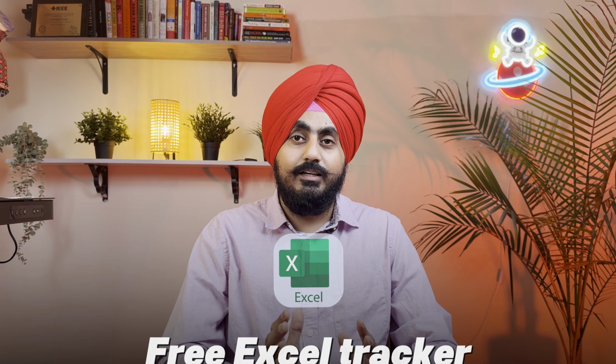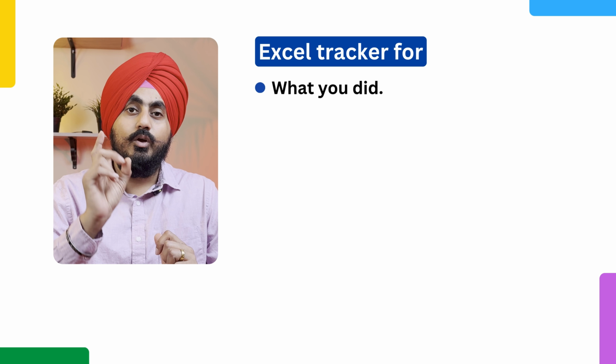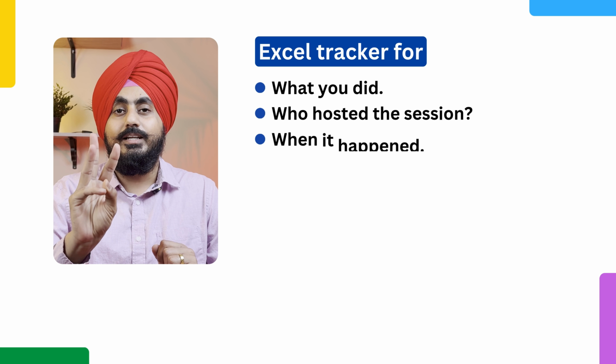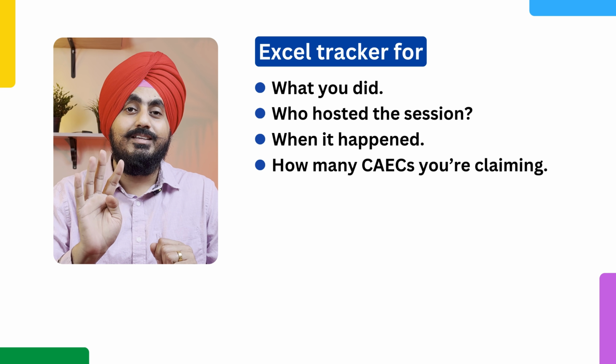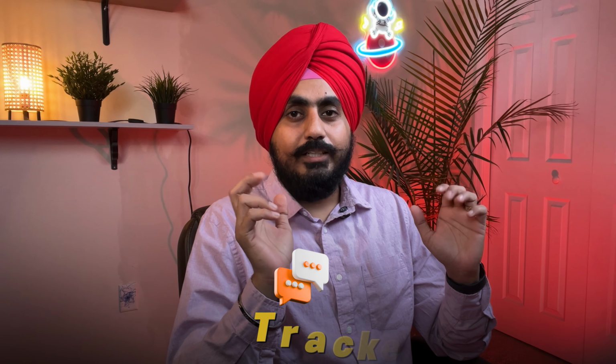The best approach is to keep a running list of every CAEC activity. IAAP offers a free Excel tracker where you can record what you did, who hosted the session, when it happened, and how many CAECs you are claiming. Comment tracker to get that Excel right now. Take note, this tracker is for your personal use only. When it's time to submit, you will still need to enter everything manually into the IAAP portal, and I'll show you how to use it later in this video.